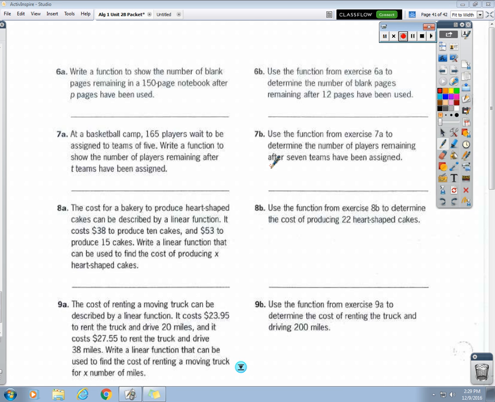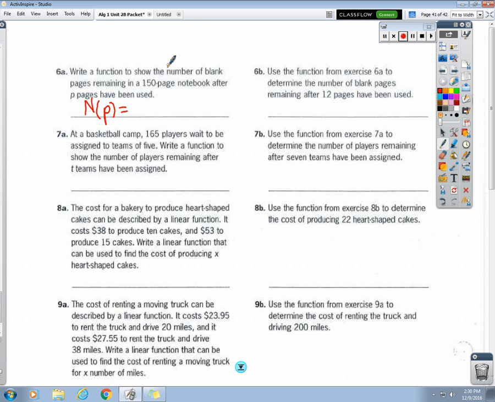6A, write a function to show the number of blank pages remaining in a 150-page notebook after P pages have been used. Okay, what variable are they telling you to use for pages? P. So what letter would you like this to be? For blank? Okay, so blank pages, even though that's really the same thing. I used N for notebook. In a notebook, there are blank pages. You see what I mean? Blank and pages are talking about the exact same thing.